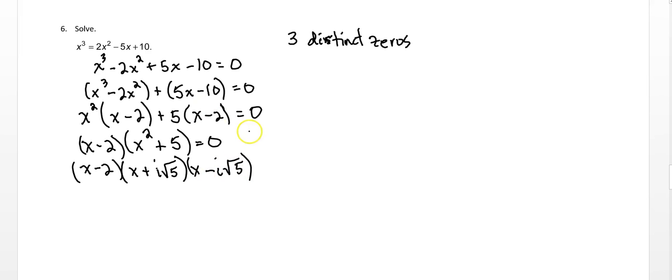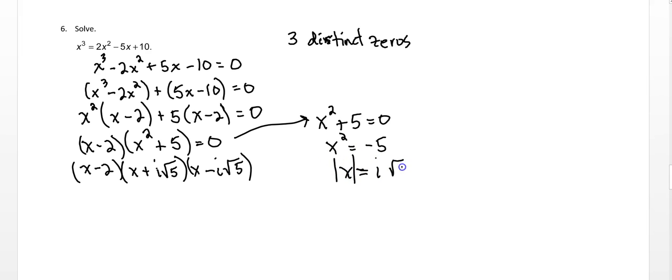So if you don't see that, all you need to do is go over here and solve for x. Therefore, the zeros of this polynomial function will be 2 and plus or minus i root 5.